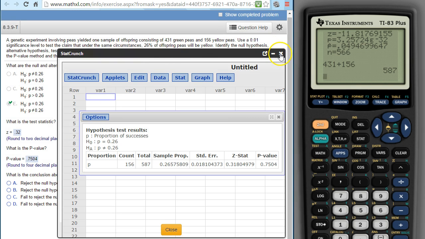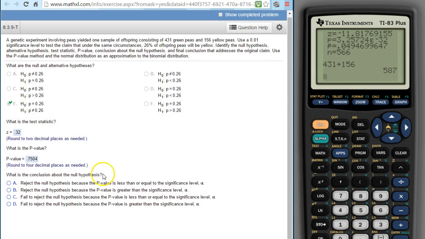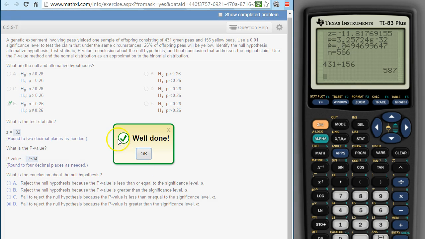Alright, and then our conclusions. Once we've got that, we're done with that. Our conclusions, again, you look at the p-value compared to alpha. Alpha is 0.01. If the p-value is less than alpha, we reject it. If the p-value is greater than alpha, we fail to reject it. We don't accept it. We don't ever accept. We fail to reject because the p-value is greater than alpha. That's the reason why we would fail to reject.